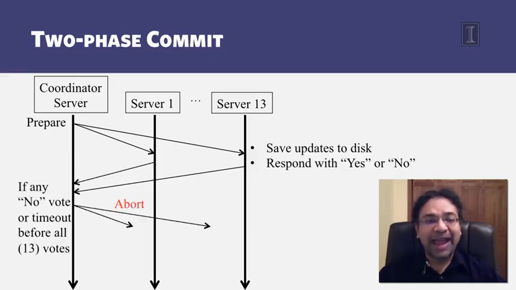If it receives any no vote, at least one no vote from any of the servers, it will then send out an abort message to all the servers. So this ensures that unless all the servers have voted yes, you will in fact end up aborting the entire transaction.